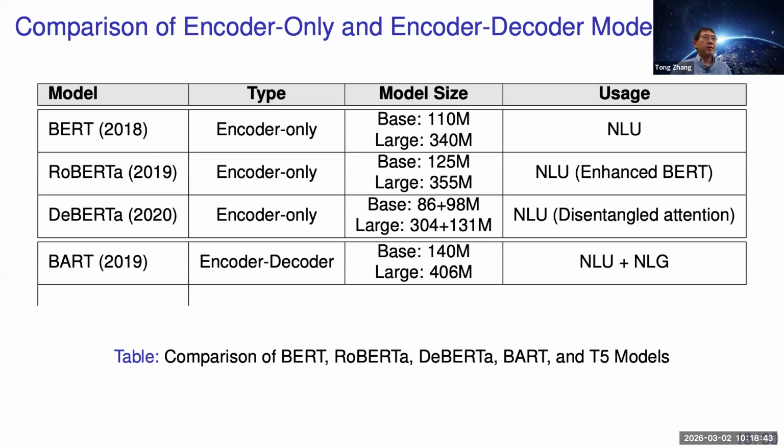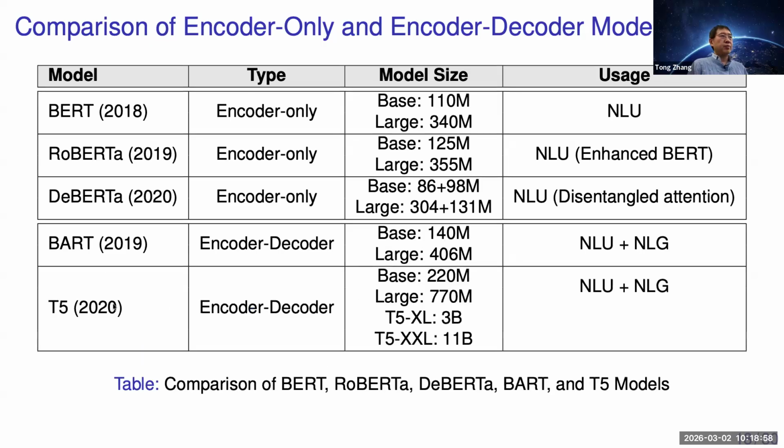BART is encoder-decoder, so it's NLU plus NLG in usage, according to the traditional view. And T5 is a Google model. It can be pretty large, 11 billion parameters. Even by current standards, it's not small. With an academic budget, 8 billion or 11 billion is probably about what you can do in academia, but generally, yeah.